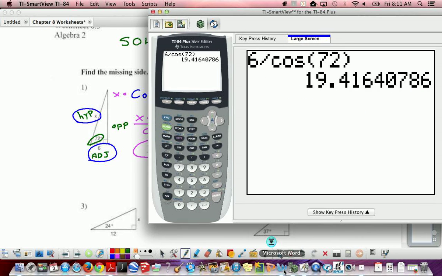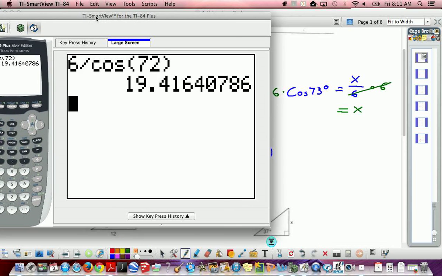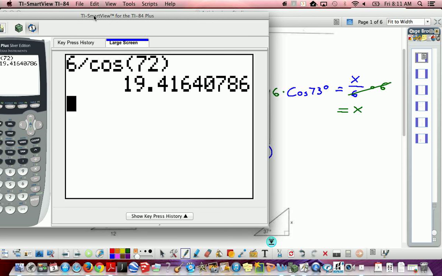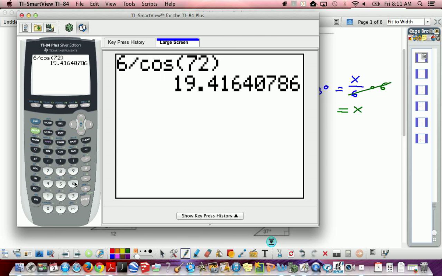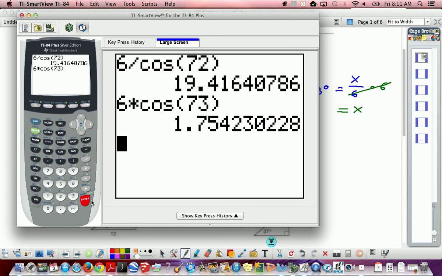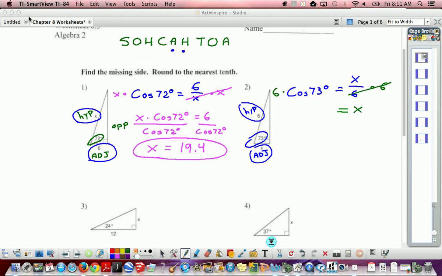So now I'm doing 6 times the cosine of 73. So I go 6 times cosine of 73, close my parentheses, hit enter, and if I round this 1.75 to the nearest tenth, the 5 causes the 7 to round up to 8. So we would say that x equals 1.8.